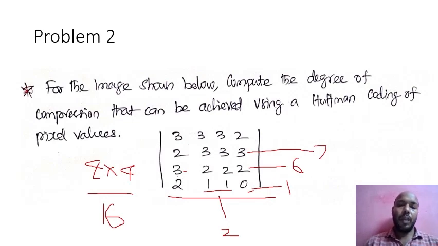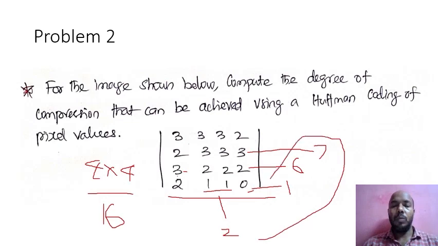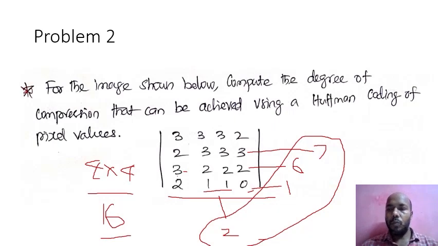Let us add all these: 1 plus 2 is 3, plus 7 is 10, plus 6 is 16. The pixel count is 16. Adding all these values, we get 16, and the image size is also 4 into 4, which is 16. Now the values have been tallied. Let's move on.